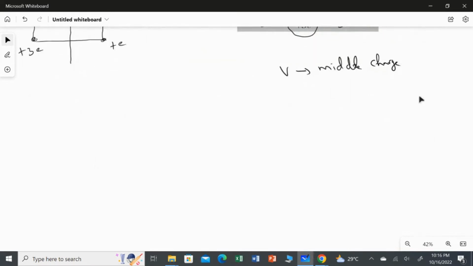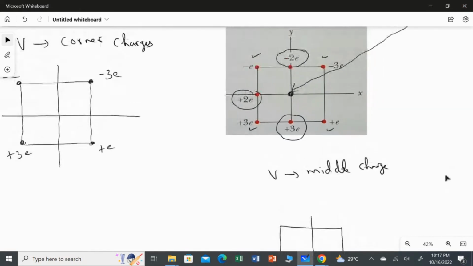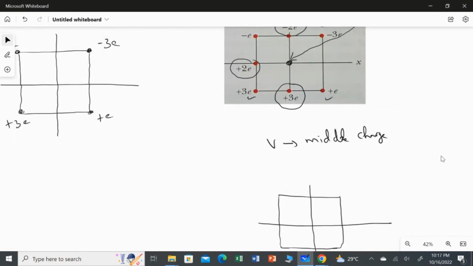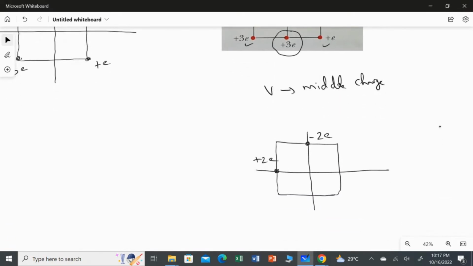So what are the middle charges we have? Better I will draw the diagram again. So we have charges exactly forming a square. And the middle charges we have here are minus 2e here, minus 2e. This one is plus 2e, and this one is plus 3e. Clear? And the edge length of the square is 5 centimeters.